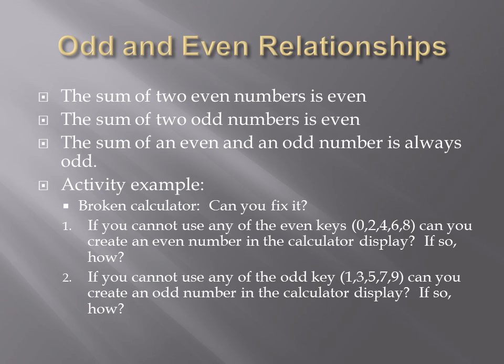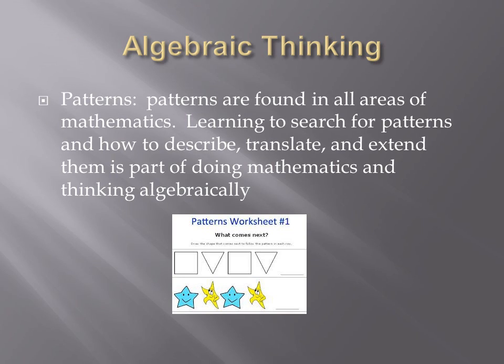In question 1, you can create an even number in the calculator display by adding 7 plus 7, which is 14, and that's an even number. You cannot create an odd number in the calculator display by adding even numbers. So 2 plus 2 is always going to be 4. 4 plus 4 is 8. Even numbers, when they're added together, are always even. So you're not going to get that equation to work.